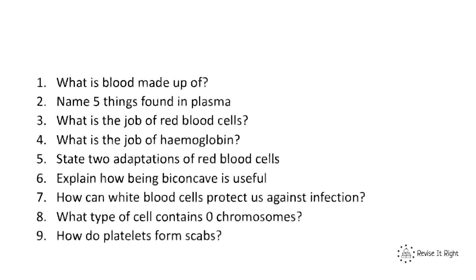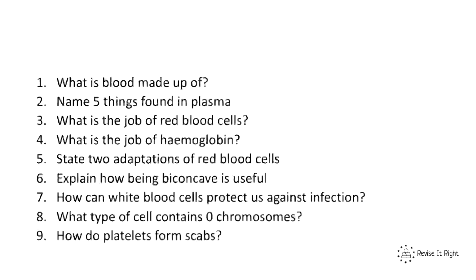Okay, so what is blood made up of? Well, it's a group of cells, and those cells are red blood cells, white blood cells, and platelets, and then obviously you've got plasma, which carries all of those around. So they are the four main components of blood. So if you were to get a question that asks you the components of blood, they would be the four: red blood cells, white blood cells, platelets, and plasma.